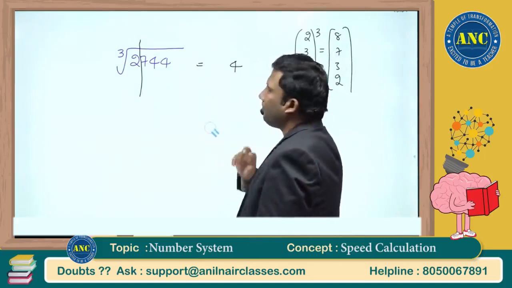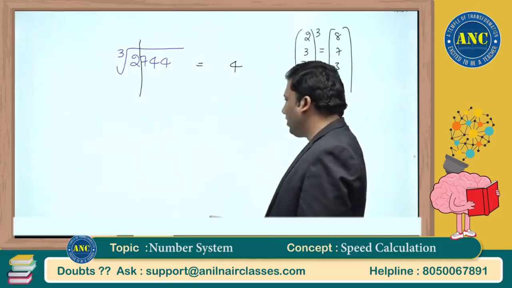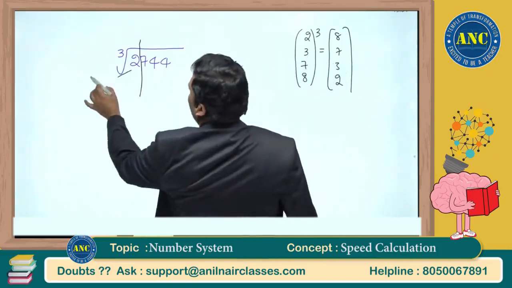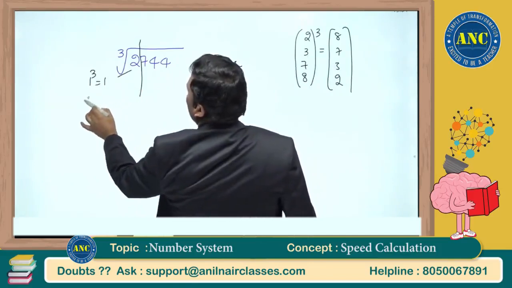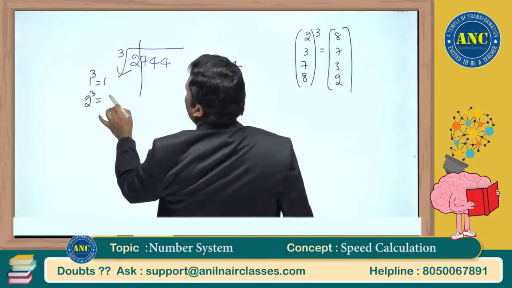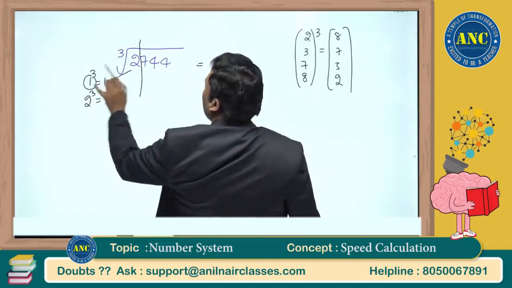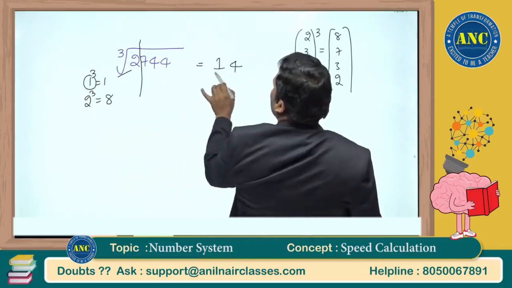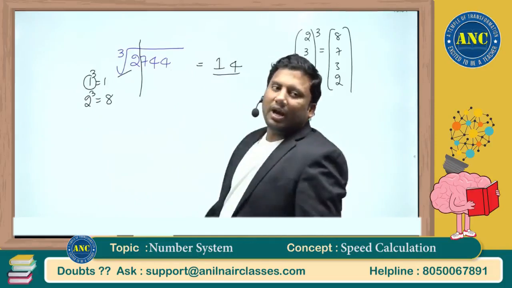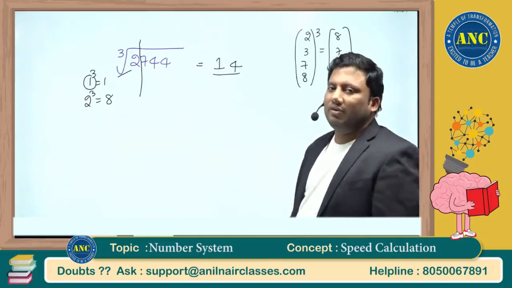These 2 lie between which 2 numbers? 1 cube is 1 and 2 cube is 8. What is the smallest number? Take the smallest number. Answer will be 14.